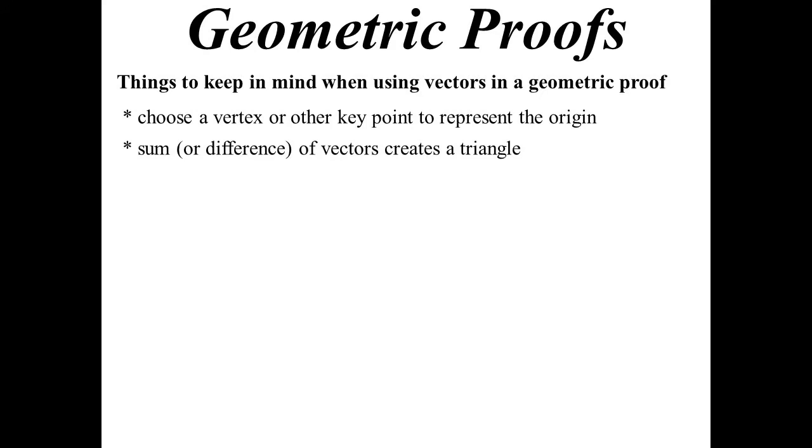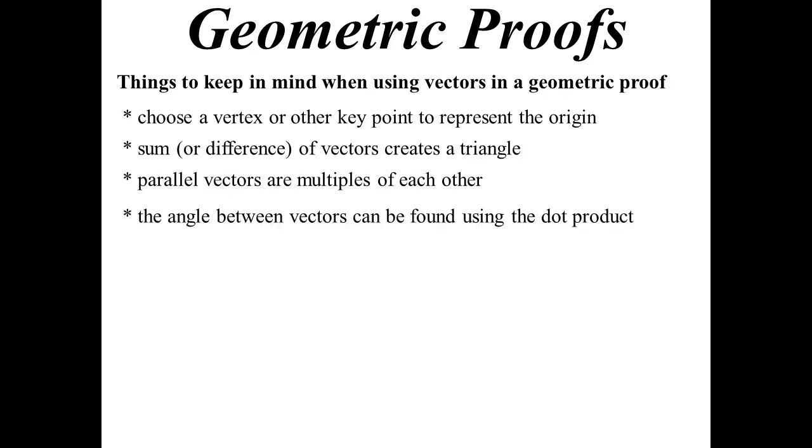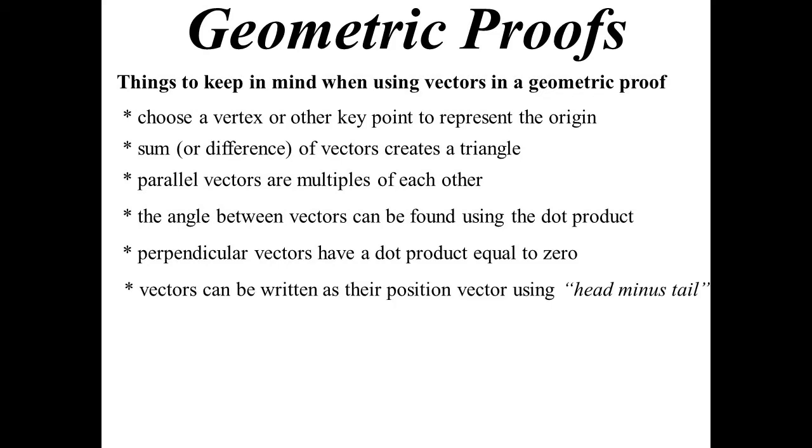Always remember that the sum and difference of vectors creates a triangle. Parallel vectors are scalar multiples of each other. Angle between vectors, we can use the dot product to find that sort of thing. Perpendicular vectors will have a dot product of 0. And whenever you're trying to work out what the position vector is, head minus tail, head minus tail.